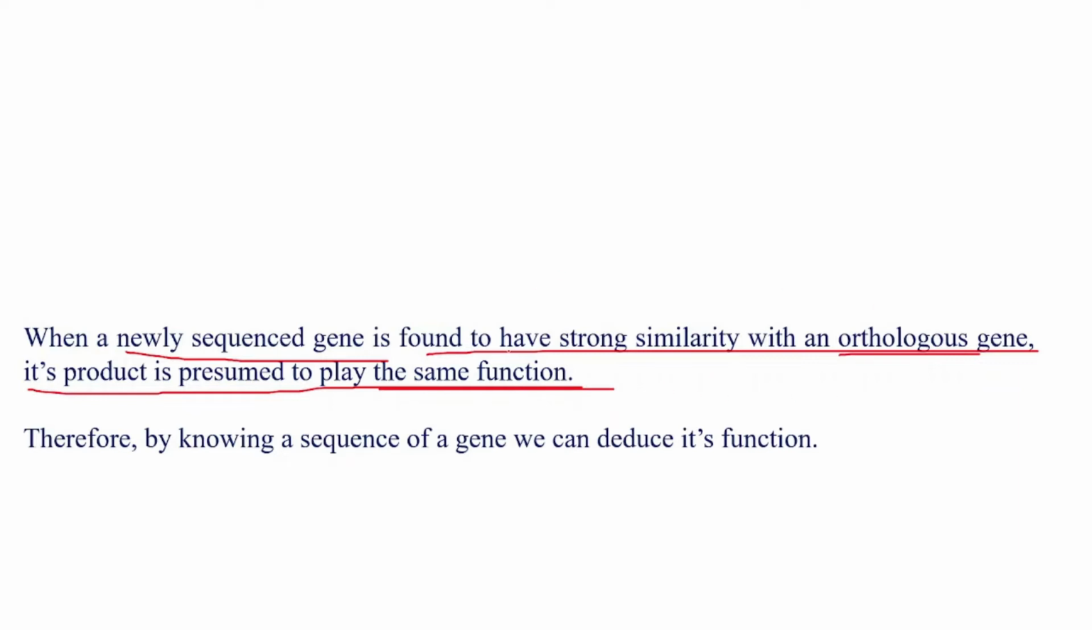Let us understand this with an example. Suppose the orthologous gene is a hexokinase gene, a gene which produces hexokinase, and the newly sequenced gene has a strong similarity with this gene. Suppose the newly sequenced gene has 80% similarity with the gene which produces hexokinase. So we can presume that the newly sequenced gene produces hexokinase and has the same function. Therefore, by knowing the sequence of a gene, we can deduce its function.